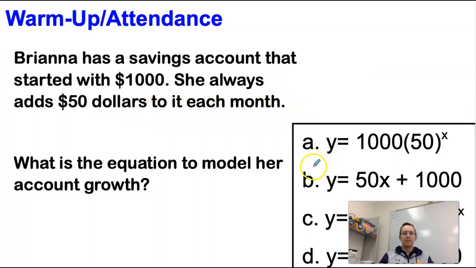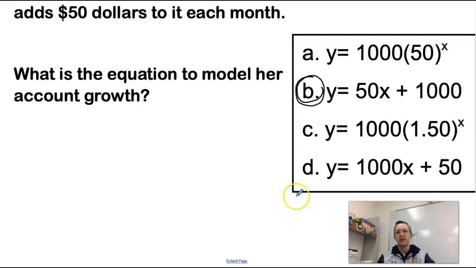So I think B is going to be the best bet for us right here, where our starting value, that y-intercept, if we were to graph this, would be $1,000. That growth or slope value is 50 times x, where x is the number of months. So I think B is going to be the best equation for us instead of D, which I don't know if we can see or not. Right here, it'll be flipped the other way around. So if we pick D, this would tell us that we're growing by $1,000 a month and starting with 50, which is not the case. So awesome.